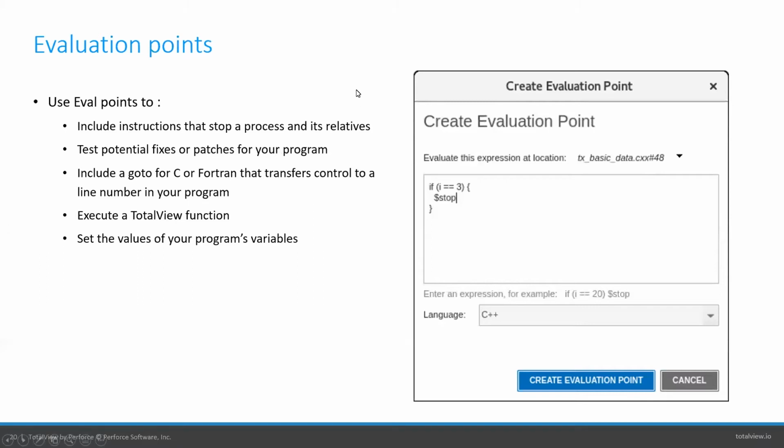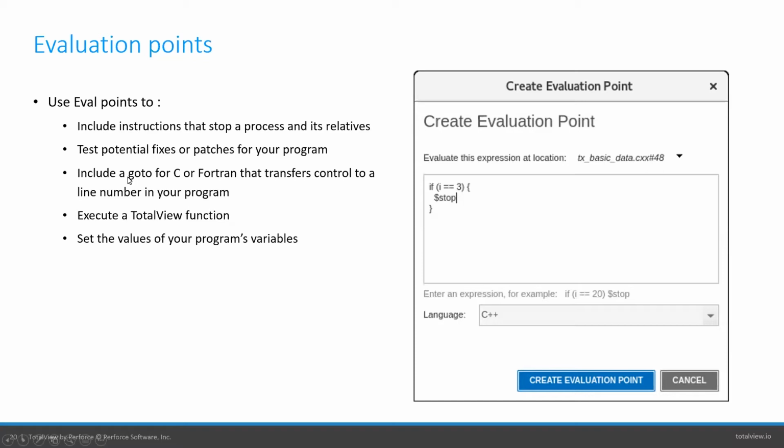Evaluation points, sometimes also called conditional breakpoints. Basically you can include instructions to be executed at a particular point. And in this way, you can test potential fixes or patch your program without needing to recompile it. So you can test your patch and run it while you have the allocation. Also, you can evaluate an expression. For example, in this case, if some variable is equal to 3, I want to stop. So you only stop when your variable looks fishy or at some particular points.